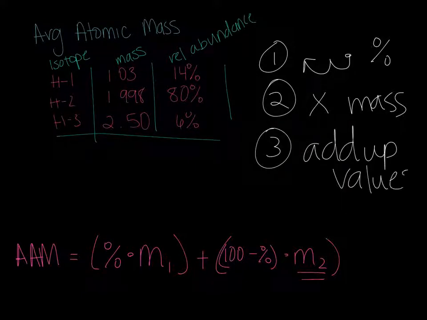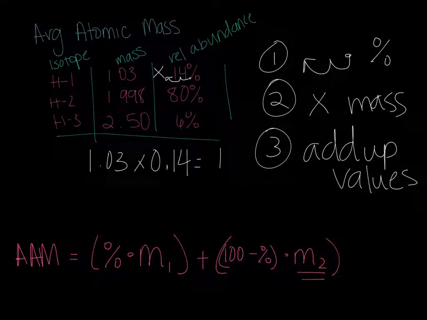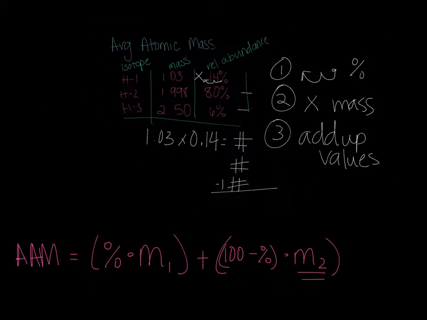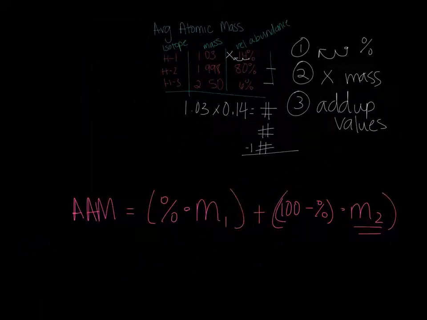So that would look like this. We would have this decimal, bump it to the left, multiply these two numbers, so you would now have 1.03 times 0.14. You would get a number. You would do that for each line here, okay? And all of those numbers are what you're going to add up to get your answer, okay? Put that off to the side.